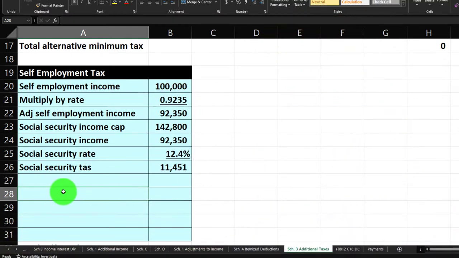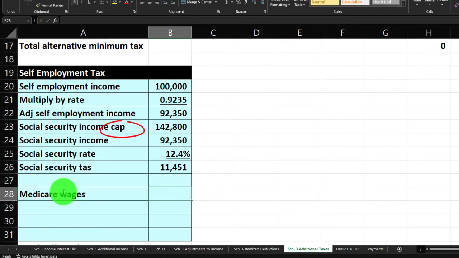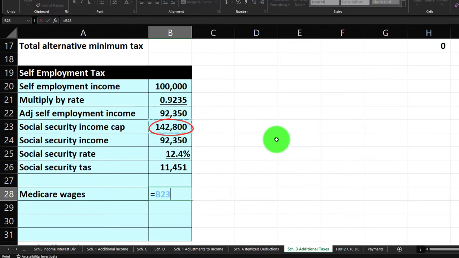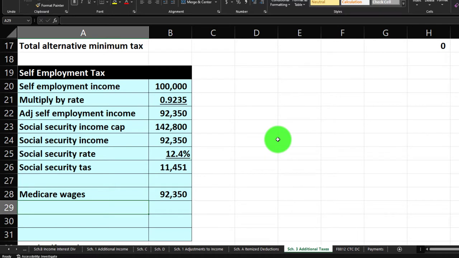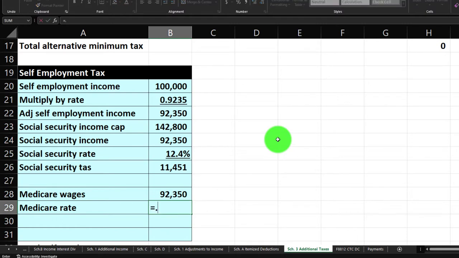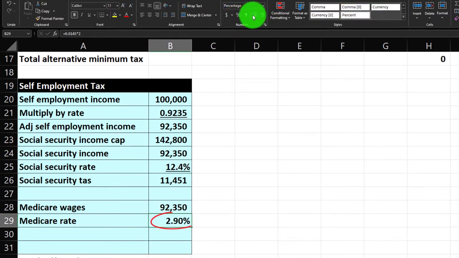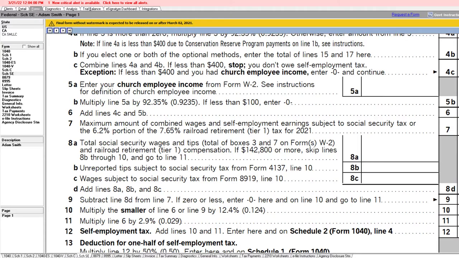So this is going to be Medicare. Let's call it Medicare wages, which doesn't have a cap now. This is where it gets a little confusing, because if it goes over that cap, we don't have a cap here. So this is not going to be the 142.8; this is going to be the 92,350, even if it goes over the cap. And then we've got the Medicare rate, which is going to be the 0.0145. That's what you might be used to, 1.45% in your W-2 wages, times 2, because it's the employee and employer portion. Let's make it a percent, add some decimals. That's 2.9, and underline it. Is that what we have over here? Just to double check that, 2.9. It is. Of course it is.